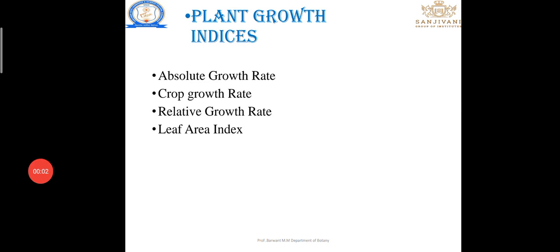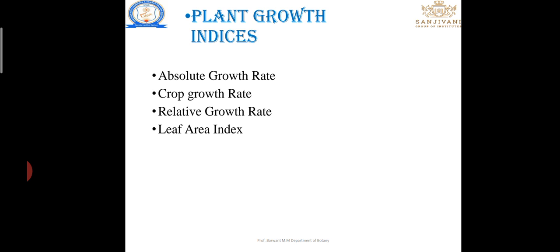Good morning, students. This is the last point of this chapter, that is the plant growth indices. That means indications of plant growth. If there is one index, we call it index, and if there are two or three, it is called indices.